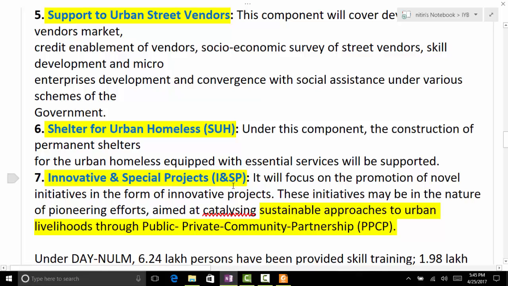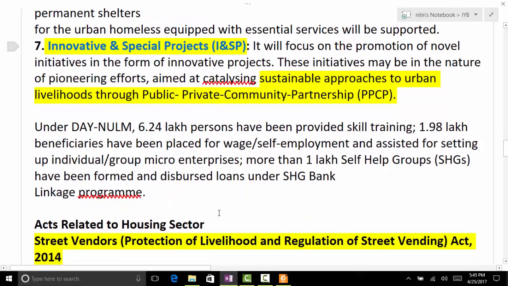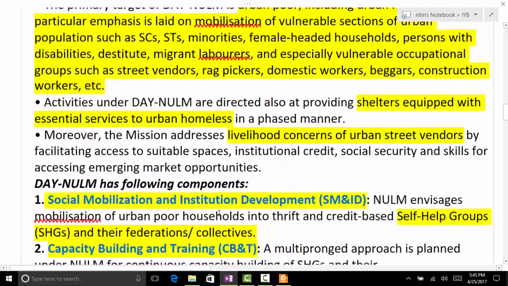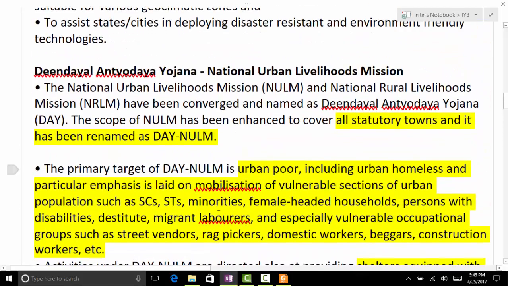Innovative and special project. So this will help in a sustainable approach to urban livelihood through public-private community partnership, PPCP. So these are the 7 components under Deen Dayal Antyodaya Yojana, National Urban Livelihood Mission.